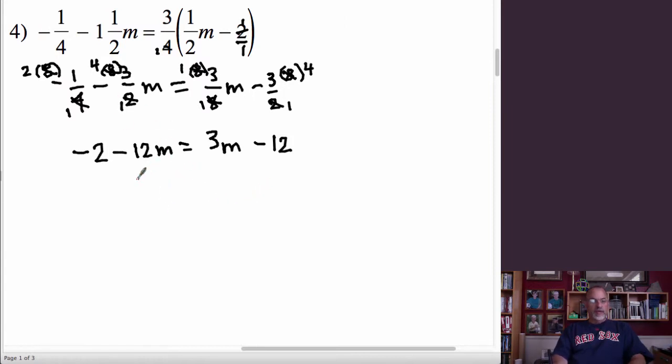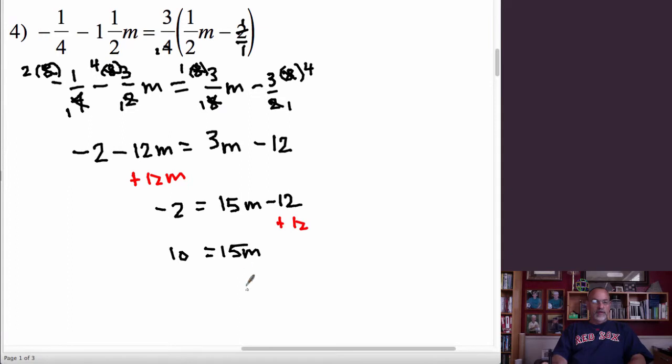In solving for m, I'm going to add 12m to both sides. That will keep the m positive on the other side there. So that's going to be negative 2. Adding 12m is 15m minus 12. And then I'm going to add 12 to both sides. So when I do that, 12 and negative 2 is 10. It's equal to 15m. And then I'm going to divide by 15.